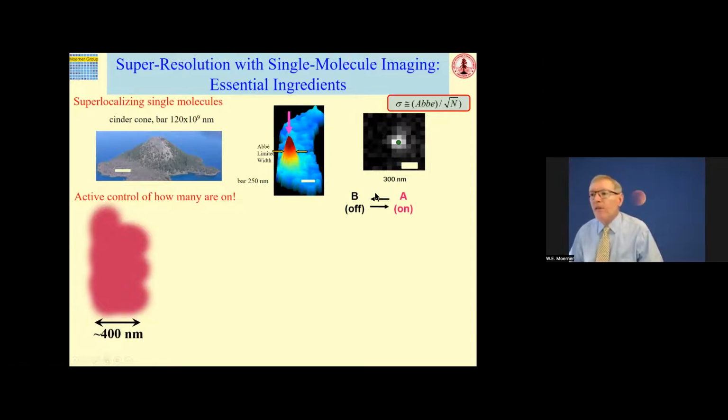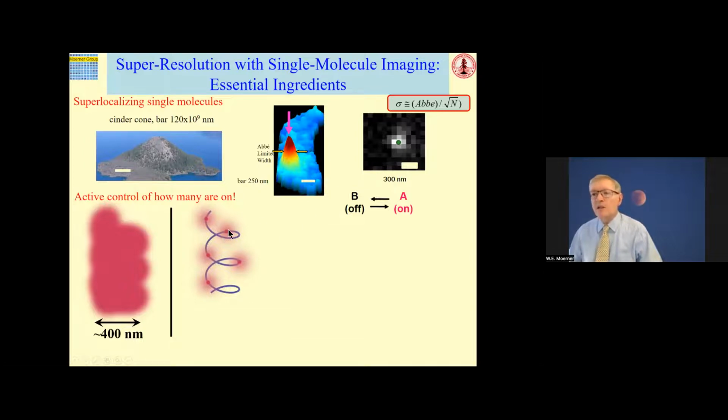But if I have this on-off process, then I can solve the problem by simply actively controlling how many are on at any given time. I can force only a few to be on by, for example, using the blinking process that I've already described, or photoactivation, letting them be all off and only turning on a few with a different control beam. Now I have individual separated spots, and I can find the positions of those spots.